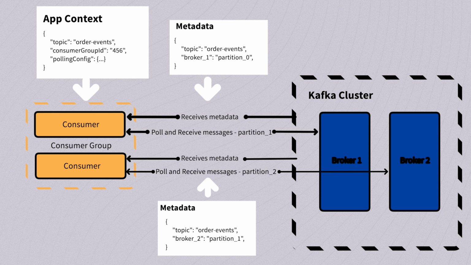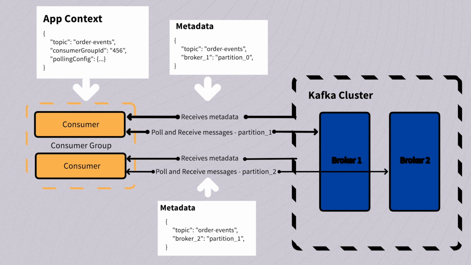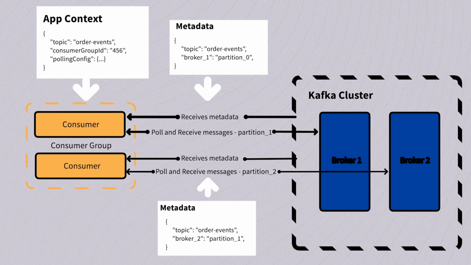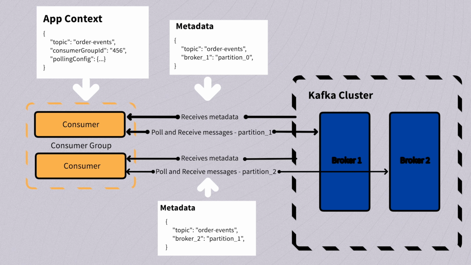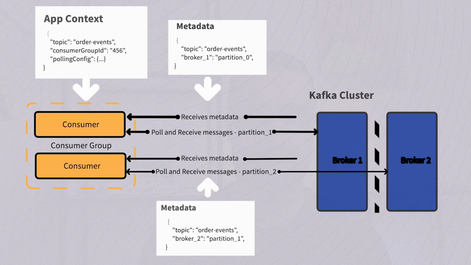A consumer app knows its consumer group ID, the topic to read from, and polling configuration. The Kafka cluster gives the consumer a list of partitions that it should read from and a list of brokers that hold the partitions. Maybe the question you are asking yourself is why use Kafka?